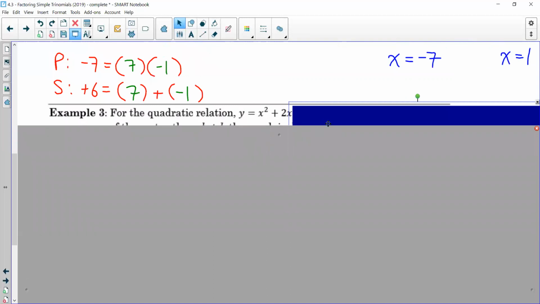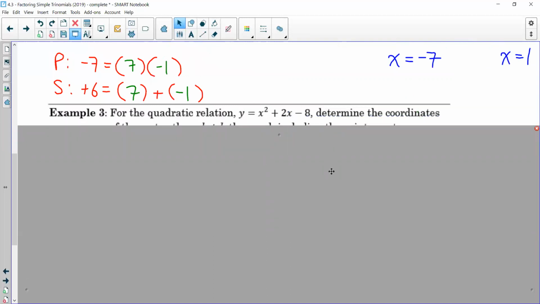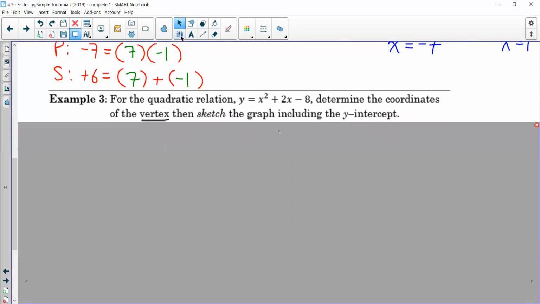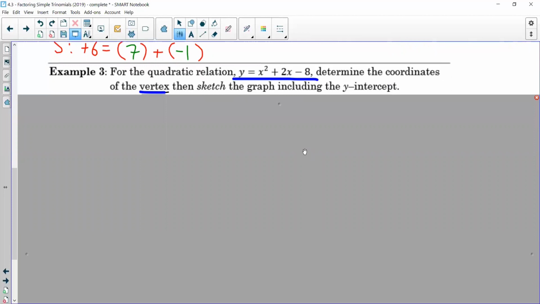All right, and moving right along for this last one here. For the quadratic relation given here, we have to determine the coordinates of the vertex, then sketch the graph, including the y-intercept. So a little bit more going on. So we're not using technology here. So one of the ideas is to determine the vertex.